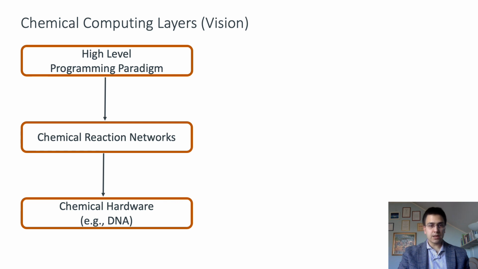Then we need compilers from chemical reactions to chemical hardware. So chemical reactions can be abstract, just describing behavior, but now we need to implement it with physical molecules such as DNA. And DNA has so far been used the most because of our level of understanding of it and ease of use. Now there are open questions at all parts of this diagram.